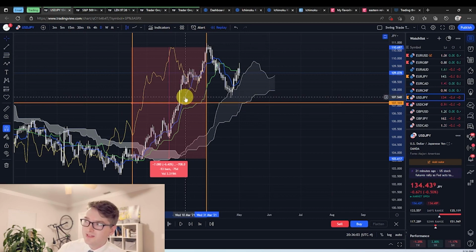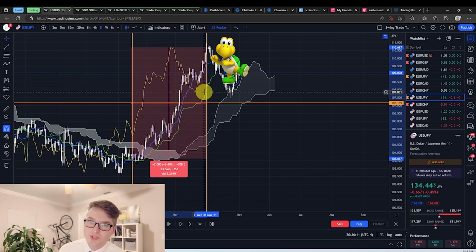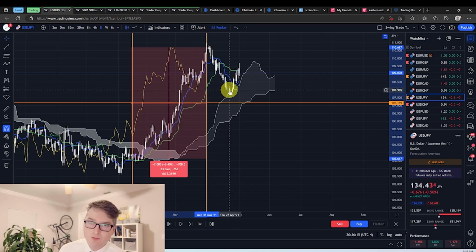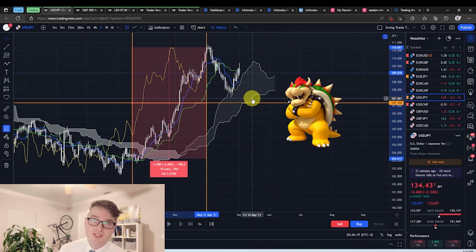We know that the Tenkan-sen is like just a regular infantryman. It's a weaker soldier, right? It's the weakest soldier. And then we have the Kijun-sen, which is a slightly stronger soldier. And then we have Senko span A, which is the next strongest soldier. And then we have Senko span B, which is the final boss. And that's how I kind of like to think about it. And it might sound a bit ridiculous, but you know, just go with me on this.